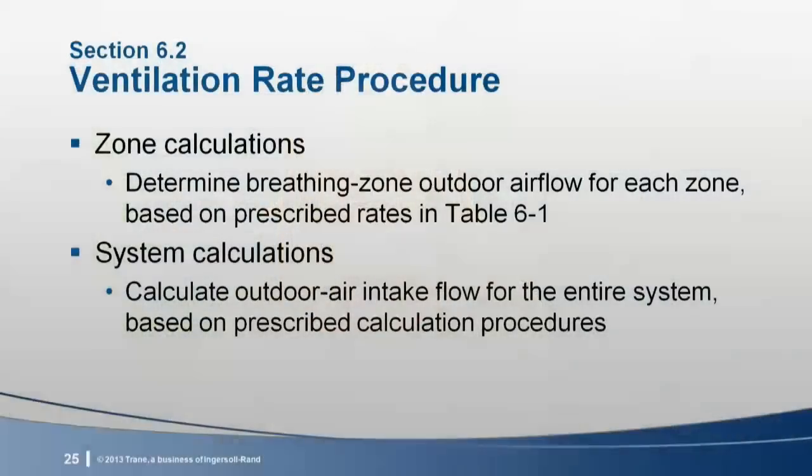This procedure includes both zone calculations and system calculations. First, the outdoor airflow needed in each ventilation zone must be determined based on prescribed rates listed in a table. Then, based on these zone calculations, the outdoor airflow needed at the intake for the entire system must be calculated, using procedures and equations defined in the standard. Paul is going to start out by explaining the zone calculations. Paul?